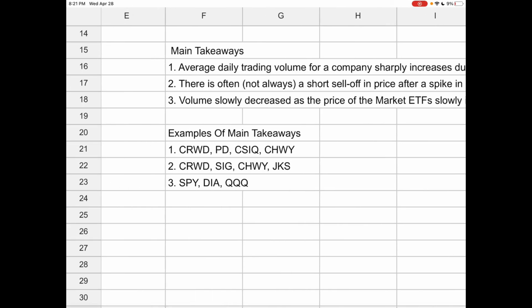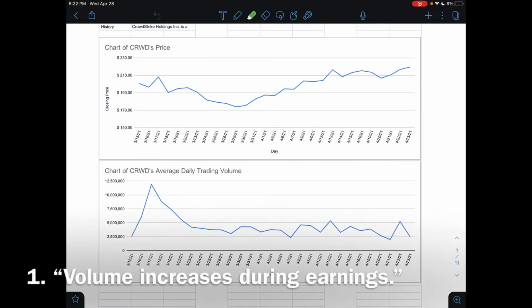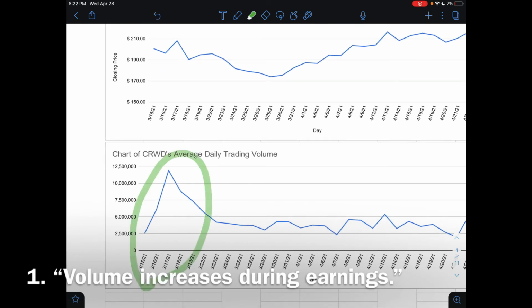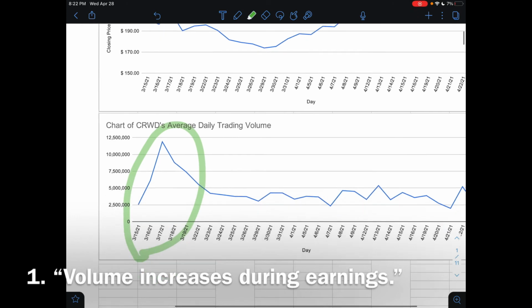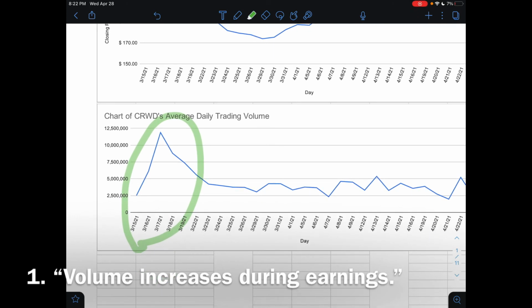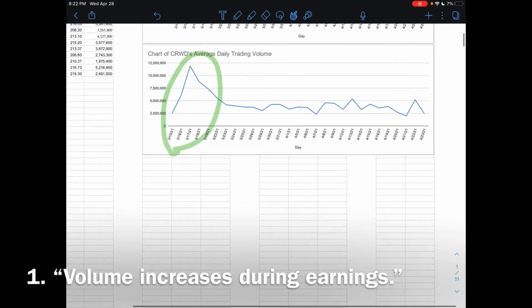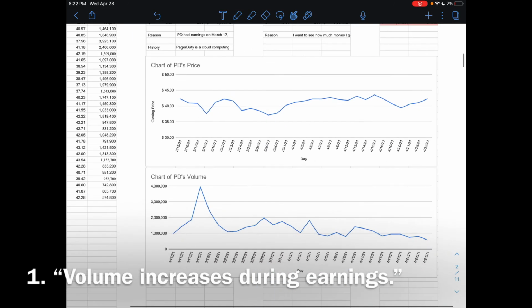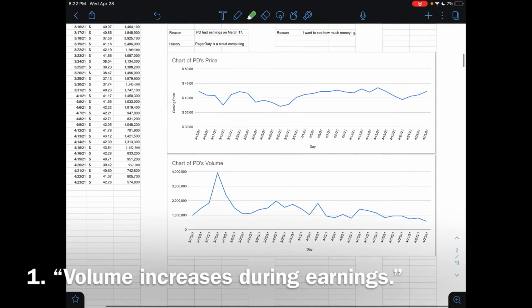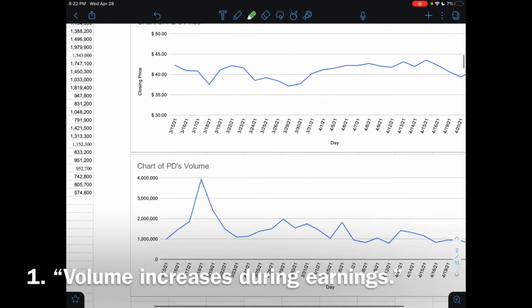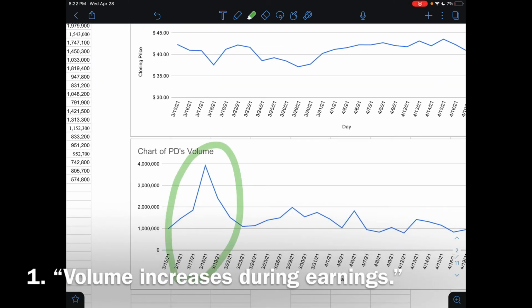And here we go. Alright, so my first takeaway is that volume increases during earnings. CrowdStrike had earnings on March 16th, around this time, and as you can see, there is a spike in volume. All right, so the next one is PagerDuty, and they had earnings on March 17th. And as you can see here, there is also a spike in volume.